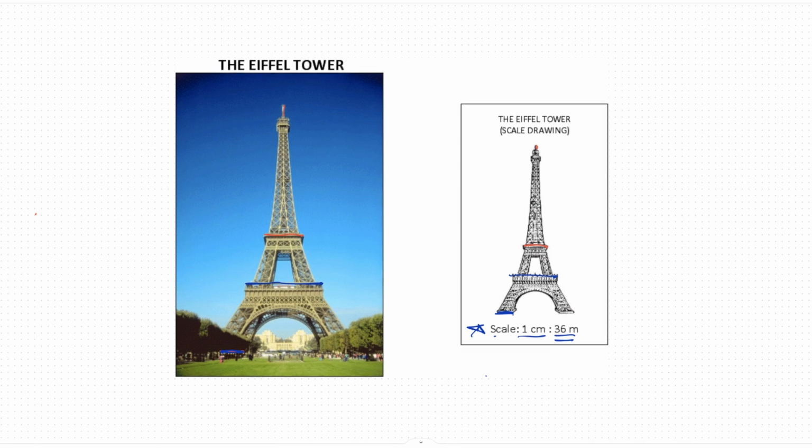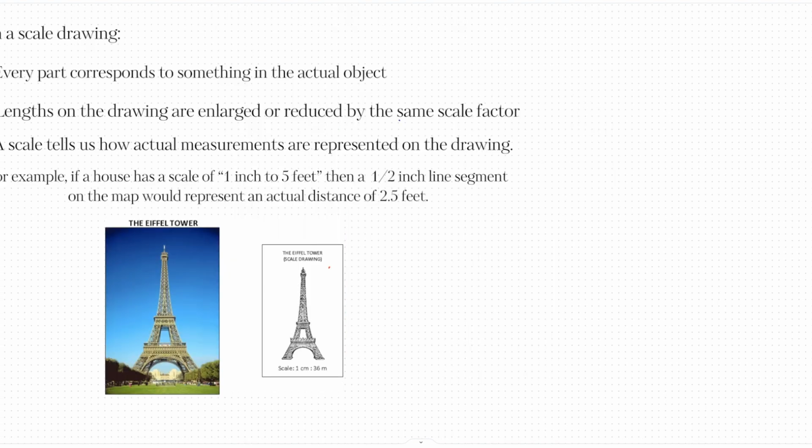Knowing that, let's take a look at this slide here. This is really what you need to know for this lesson. On a scale drawing, every part corresponds to something in the actual object. The height of the scale drawing would correspond to the height of the actual tower. Lengths on the drawing are enlarged or reduced by the same scale factor. Obviously, to go from this drawing to the real thing, the scale factor is going to be increased. A scale tells us how actual measurements are represented on the drawing.